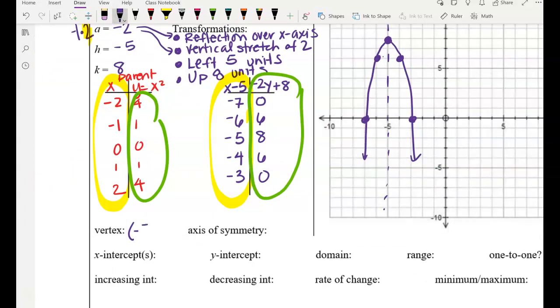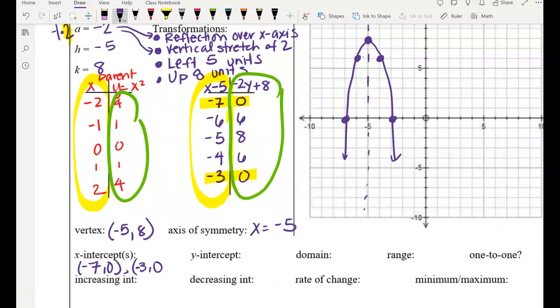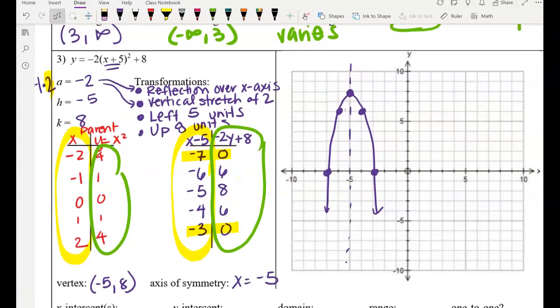Vertex is h comma k, so it's -5, 8. Axis of symmetry is x equals -5, whichever the x value is. X-intercept, we have 2. Oh, look at this. They're so nice. If you can't find it on your table or on your graph, then you have to solve it manually, which you do know how to do. So it's going to be -7, comma 0, and then -3, comma 0. Make sure there's -3.